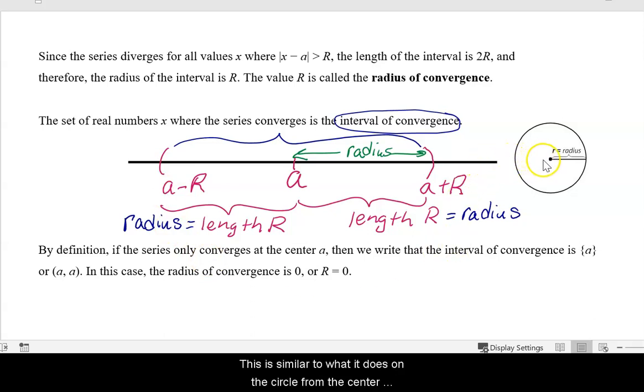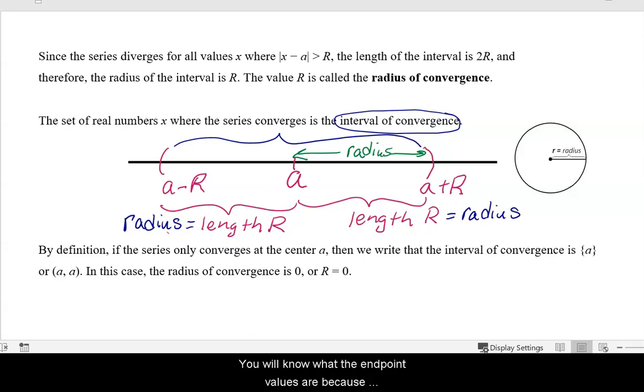This is similar to what it does on the circle, from the center to one edge, but not all the way across. In other words, you can think of the radius here as the length r being the radius of this interval. We don't really know whether these should be rounded endpoints or whether they should be included. These are the values we will have to check.